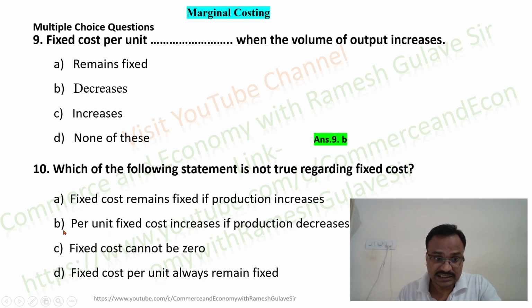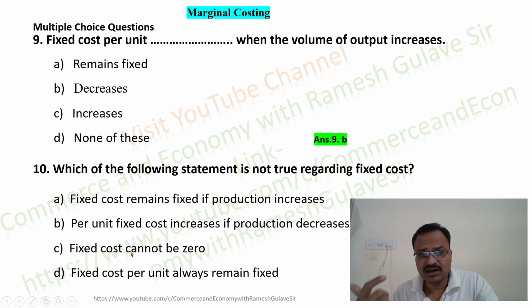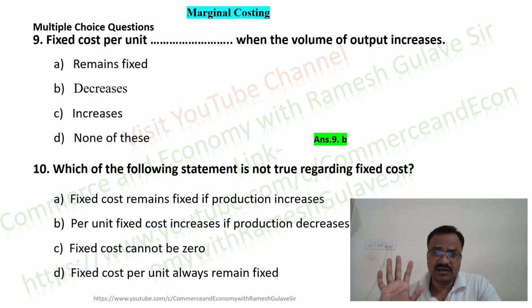So now let us read the sentence of question number 9, which says that fixed cost per unit decreases when the volume of output increases, right? Per unit fixed cost will reduce if the output increases, and fixed cost per unit will increase if production decreases, right? Now let us move on to the next option, and it says fixed cost cannot be zero. Yes friends, fixed cost cannot be zero. There can be a fixed cost in every organization, right? It can never be zero.